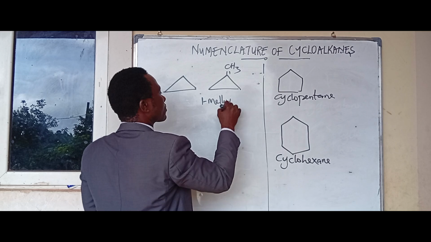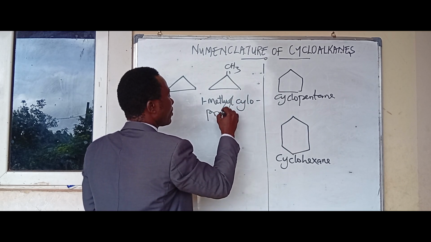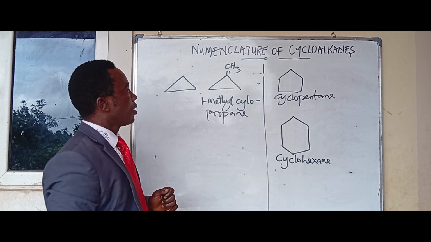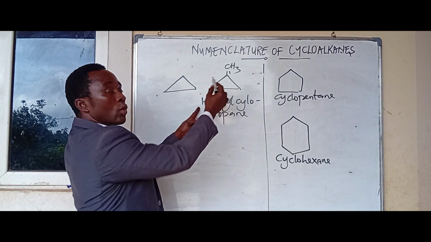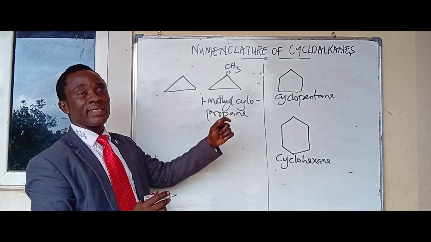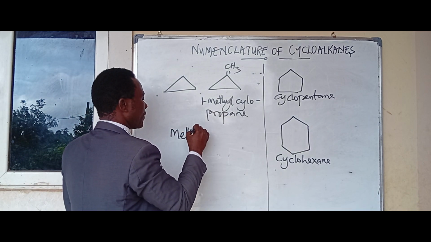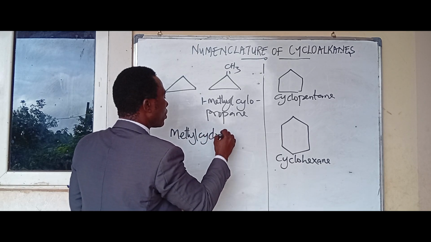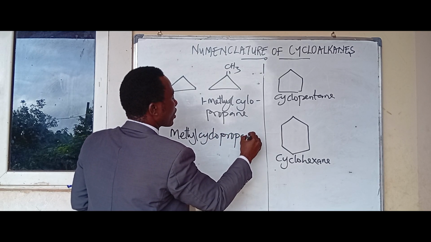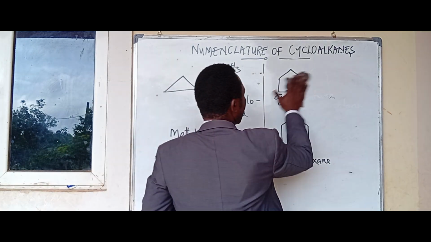So we can name this 1-methylcyclopropane. But because there is only one substituent, which is at the number 1 position, instead of 1-methylcyclopropane, we can simply say methylcyclopropane. Now, another question might arise if there are 2 substituents.